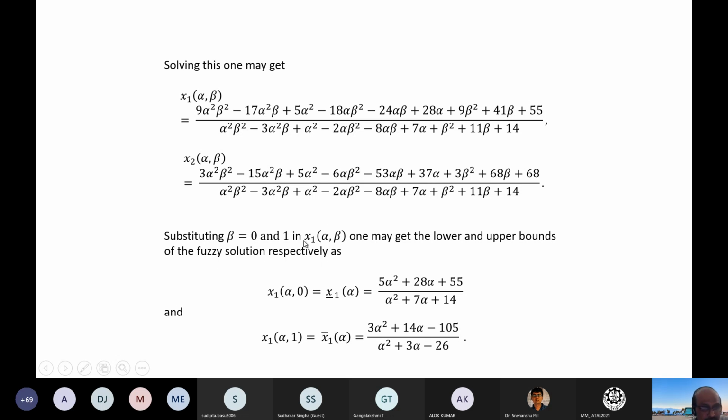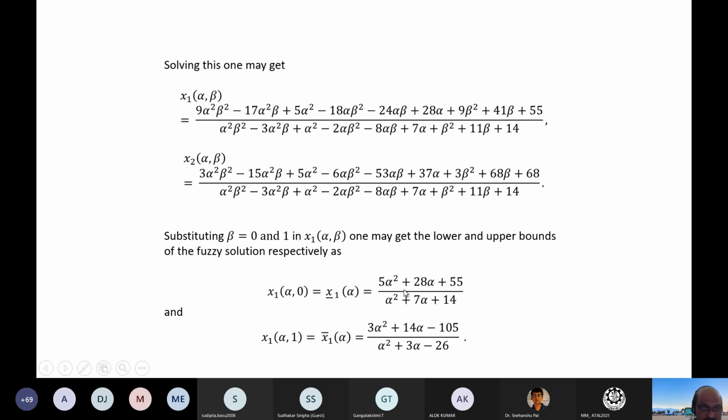If I put beta equal to 0 and 1, you'll get the interval solution as x1 lower alpha as this value: 5 alpha square plus 28 alpha plus 55 by alpha square plus 7 alpha plus 14. This is the x1 lower alpha. Similarly, x1 upper alpha is the bottom one. So this is the solution.